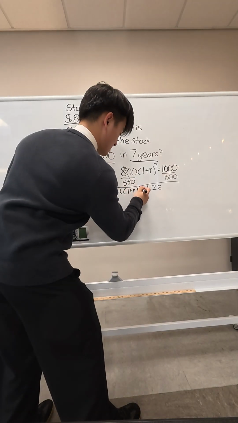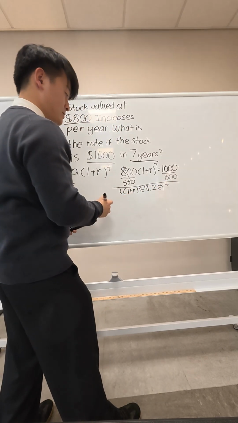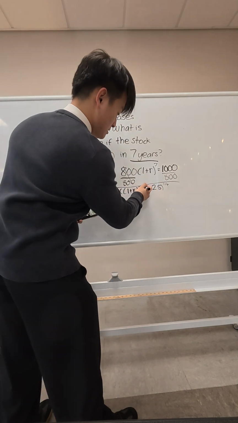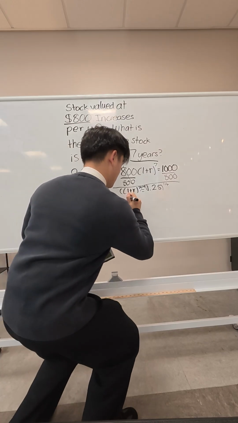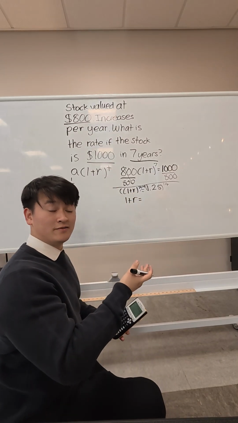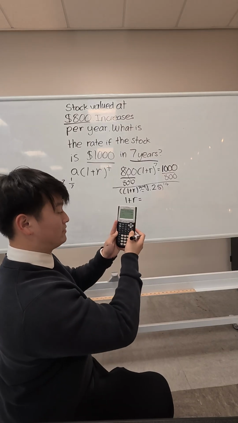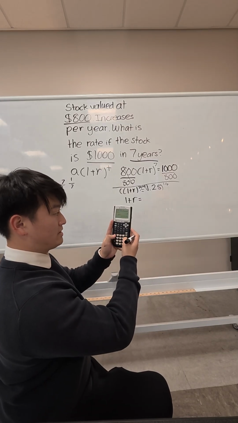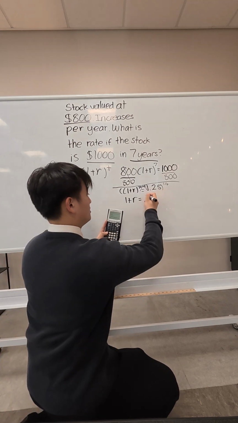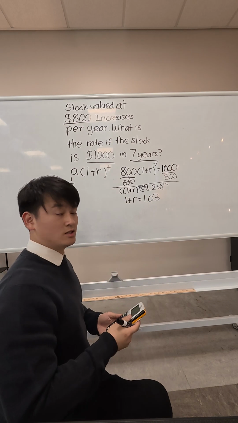So in parentheses, I'm going to write 1 over 7, parentheses 1 over 7. So what happens to the powers? They cancel out, leaving me with 1 plus r equals 1.25 to the power of 1 over 7. I'm going to put that in my calculator. 1.25 to the power of 1 divided by 7, giving me 1.03. Now, what am I going to do with this?